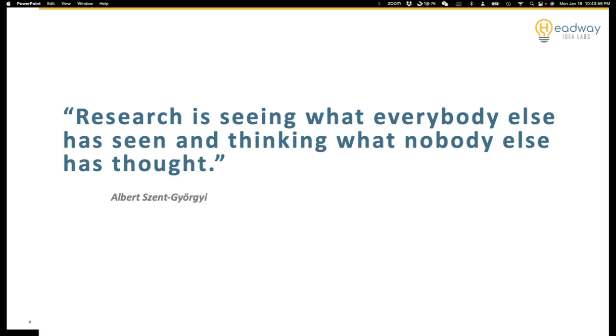Here's a famous quote from Mr. Albert here. It says, research is seeing what everybody else has seen and thinking what nobody else has thought. I'll read it one more time. Research is seeing what everybody else has seen and thinking what nobody else has thought. I thought that's a really good quote, because it's good to look at the problems and the successes everyone else has seen and done and been successful at or failed at, but then also taking that and thinking outside of the box and moving that forward.